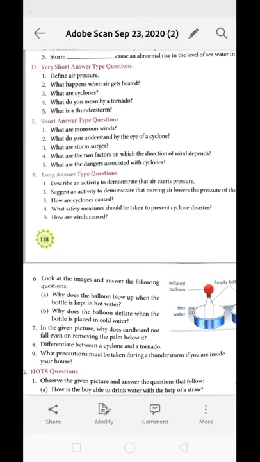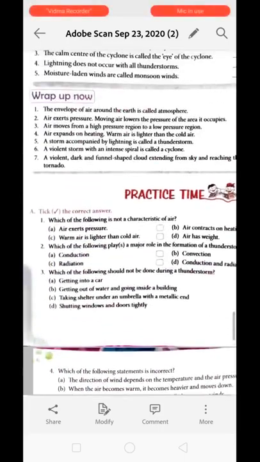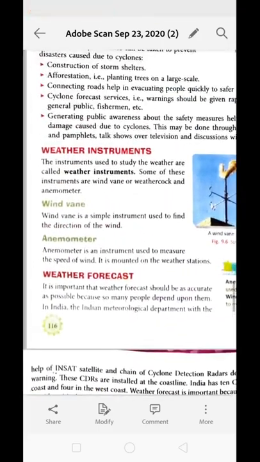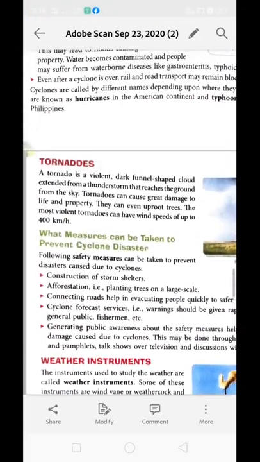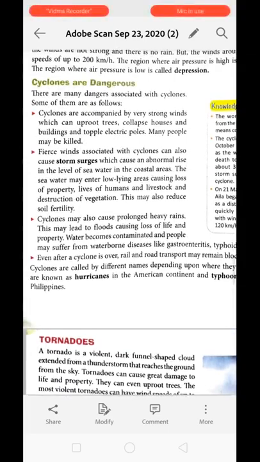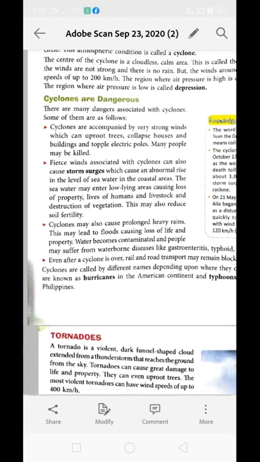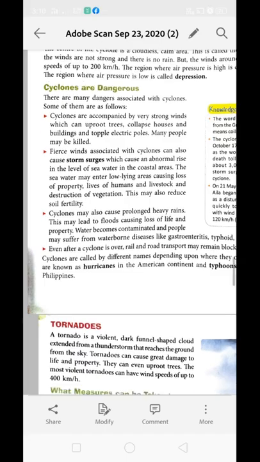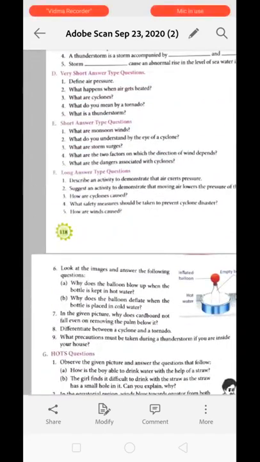Next question. What are the dangers associated with the cyclone? Written over here. Dangers associated with cyclone. 4 points are given. You will write all the 4 points from here. Clear? Cyclones are dangerous. From here you will write all the 4 points. Clear?